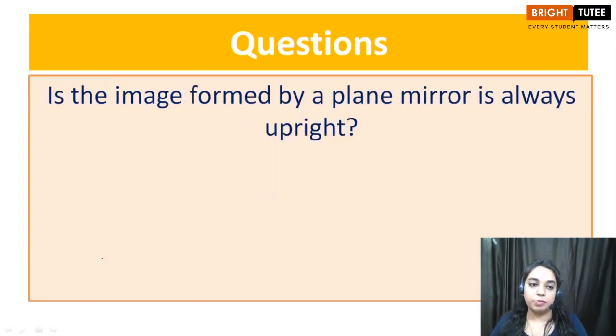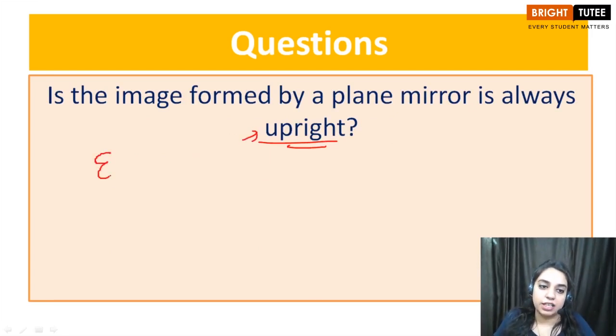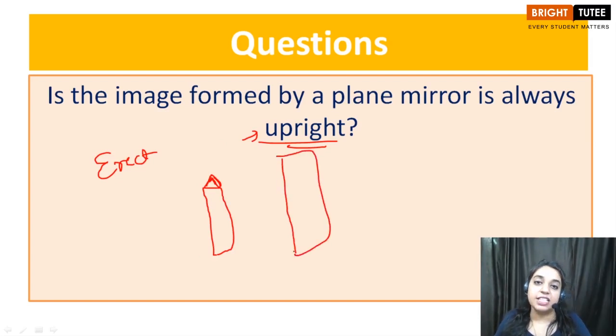We have one more question. Is the image formed by the plane mirror always upright? Yes, children, the image formed by the plane mirror is always upright, and we call it the erect image. If you place a pencil in front of a plane mirror, you can observe exactly the same image as the object. If you have placed a pen or pencil like this, you will observe its image exactly like this, and if you place it in inverted position, you will observe the inverted image. That is, the image formed by the plane mirror is always erect.